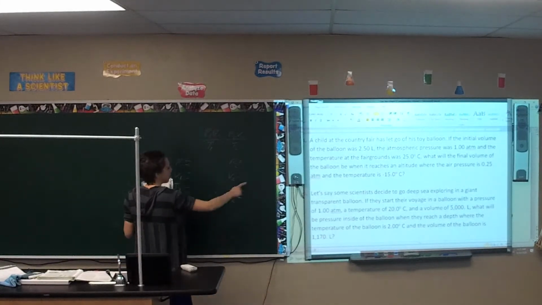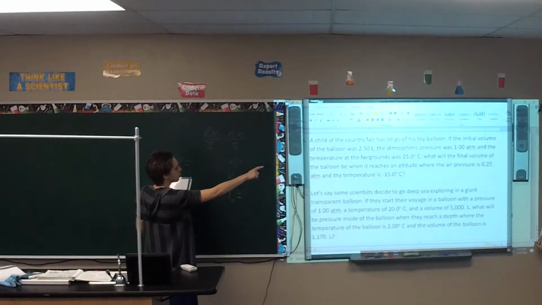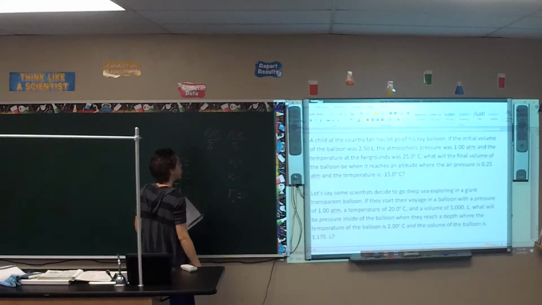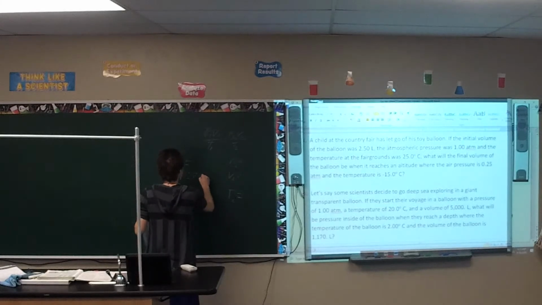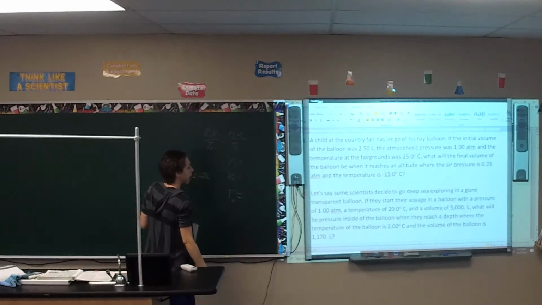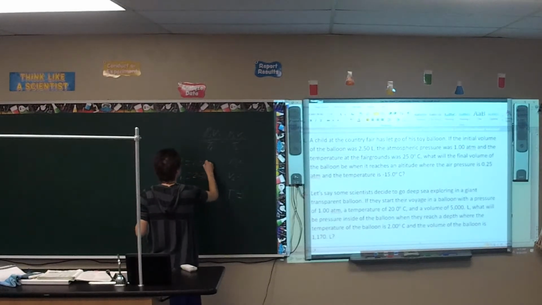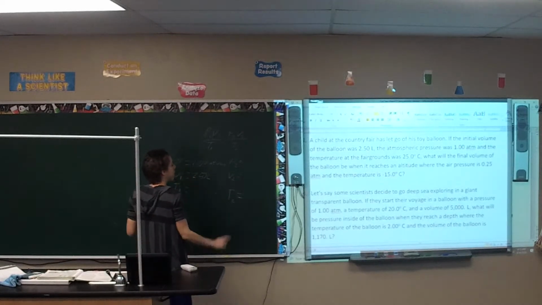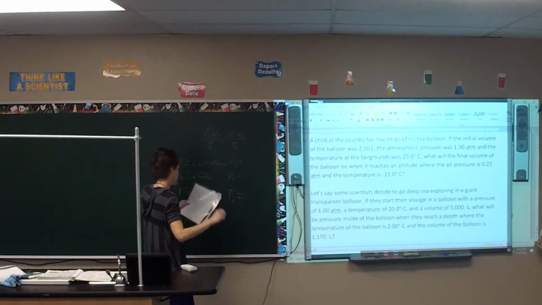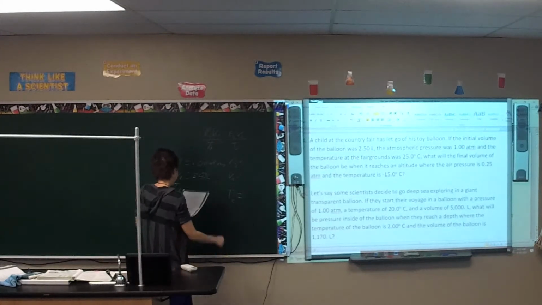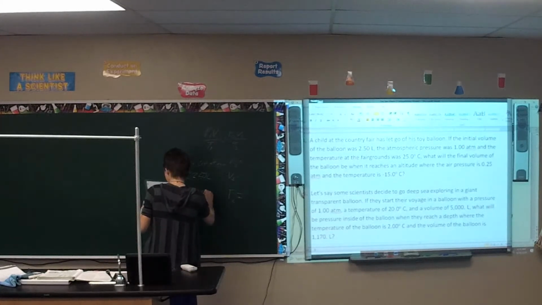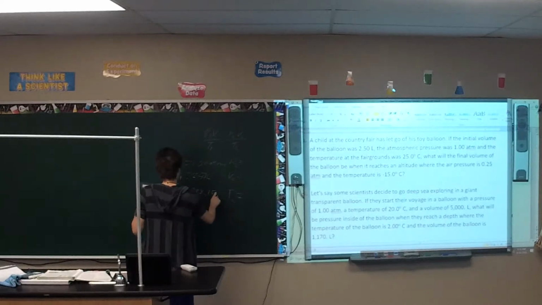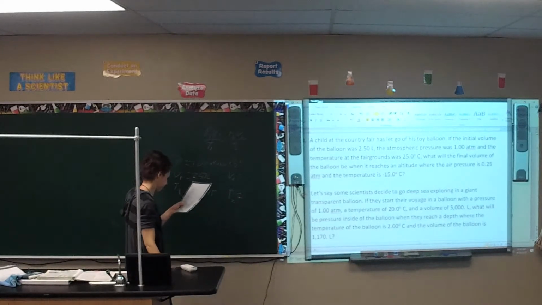Alright, so starting off, it says the child at the country fair let go of his balloon. The initial volume of the balloon was 2.5 liters. So 2.5 liters, that's my starting volume. I'm just going to leave the zero so I won't forget. The atmospheric pressure is 1 atm. And the temperature of the fairground is 25 degrees Celsius. Remember, I can't use Celsius, so add 273.15 to it. I get 298.15. So that's the temperature in Kelvin.